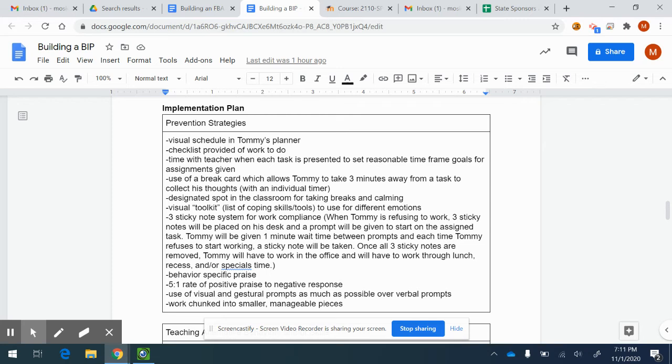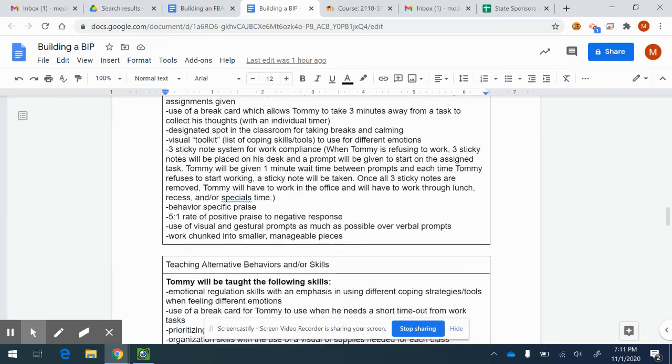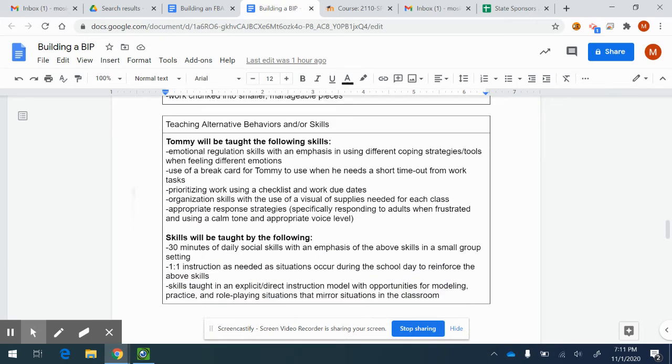But when we notice that that is a trigger for him, we would chunk that work into smaller parts. We can do that by drawing a line on the paper to show him, just complete this part first, and we'll go to the next part when you're done. Folding the paper in half, cutting the paper in half, maybe sometimes. However we want to chunk that up for him, we just make it look smaller and more manageable to him. So that's a prevention strategy.